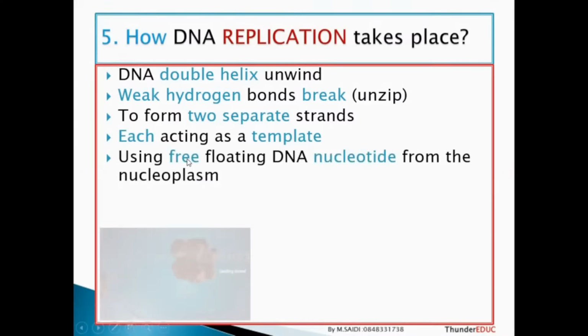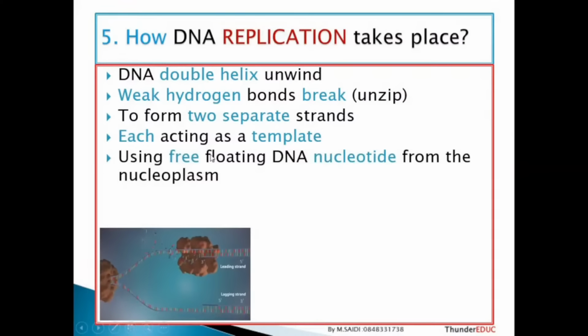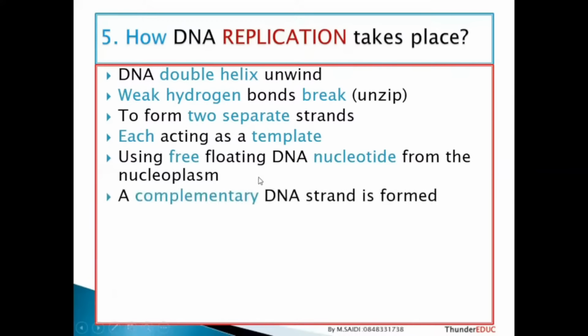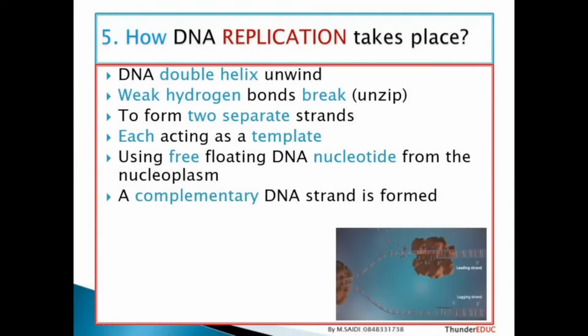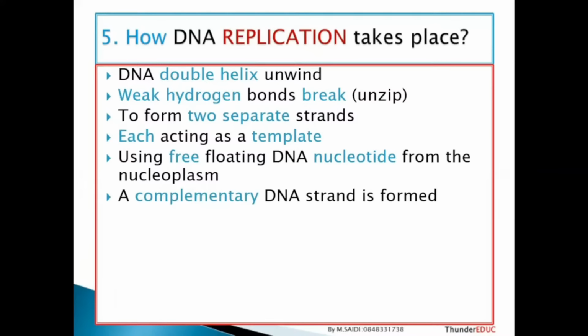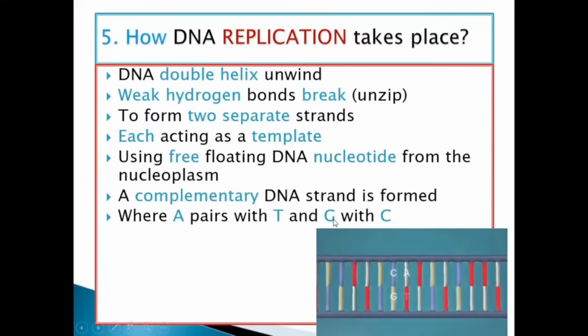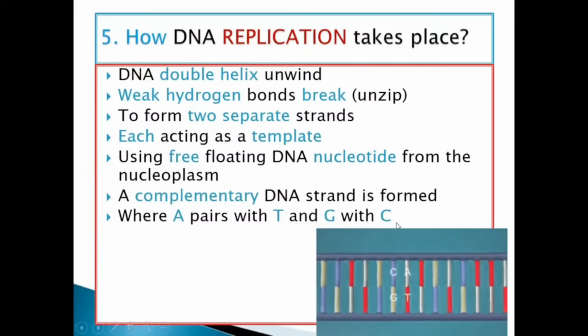Using, what do they use? Using free floating nucleotides from the nucleoplasm. We want to see the word free. So when they use free floating nucleotides from the nucleoplasm, what happens? A complementary DNA strand is formed. As I showed you, it has the new strand. So the new strand becomes the complementary strand to the original one. So it forms the complementary strand, whereby adenine pairs with thymine and then guanine pairs with cytosine.